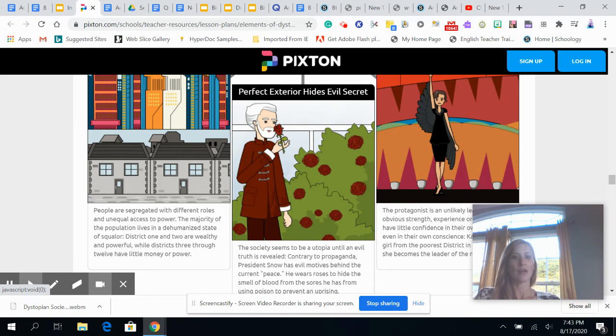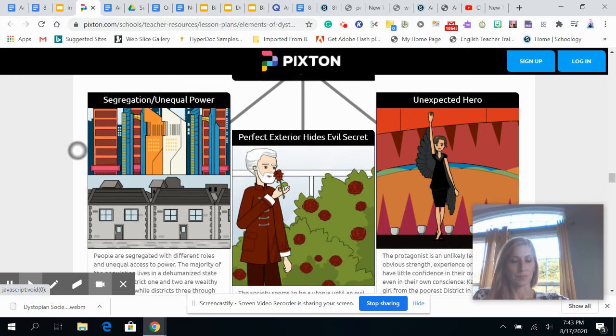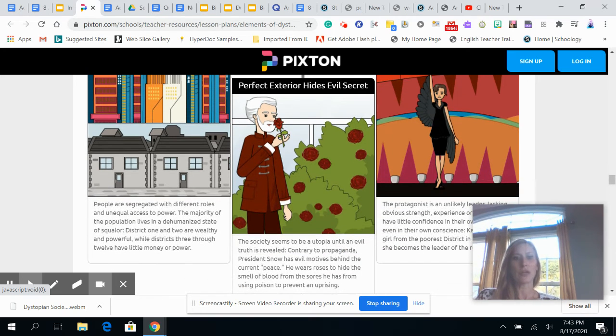So over here, let's take a look at what we have underneath this illustration. People are segregated with different roles and unequal access to power. The majority of the population lives in a dehumanized state of squalor. District 1 and 2 are wealthy and powerful, while districts 3 through 12 have little money or power. They're kind of the subjects.